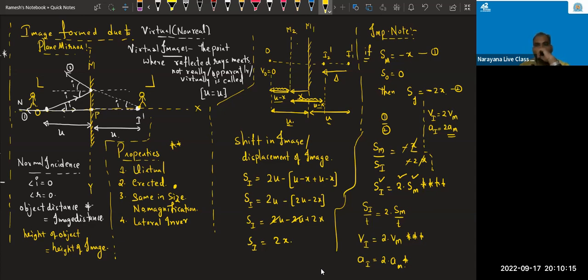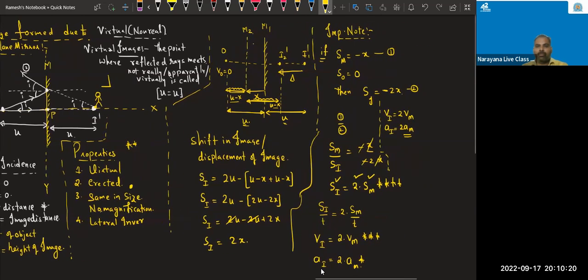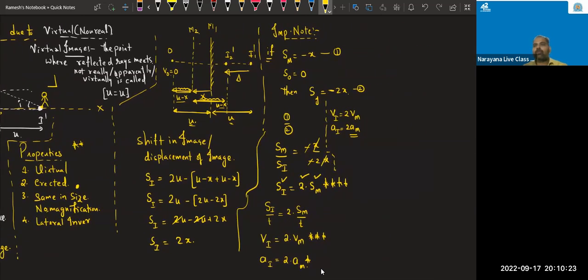Understood? Now I will ask one small problem. Listen to the question carefully. See, this is an object. This is a mirror. The mirror is moving to the right with a speed of 2 meters per second. And the image is there. My first question: find the velocity of the image.